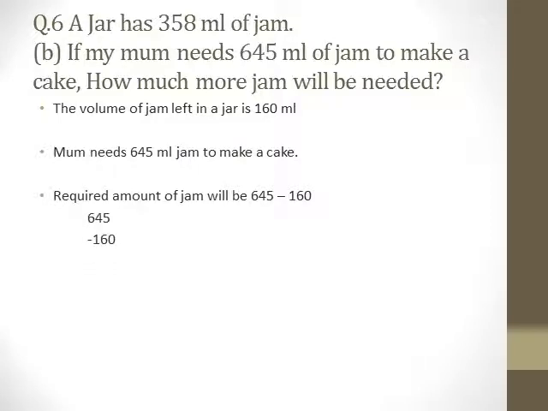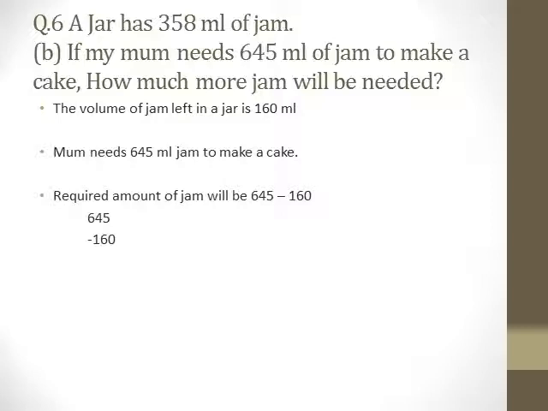I will write 645 and below it 160 with the subtraction sign. Then 5 minus 0 gives 5. Can you take 6 out of 4? No, because 4 is a smaller number and 6 is a greater number, so you will go for a carry. 4 will borrow 1 from 6 and it will become 14. Now 14 minus 6: 7, 8, 9, 10, 11, 12, 13 and 14. The answer will be 8.